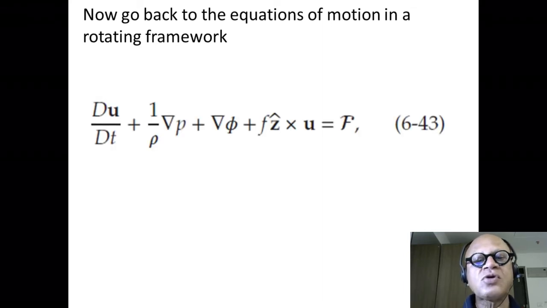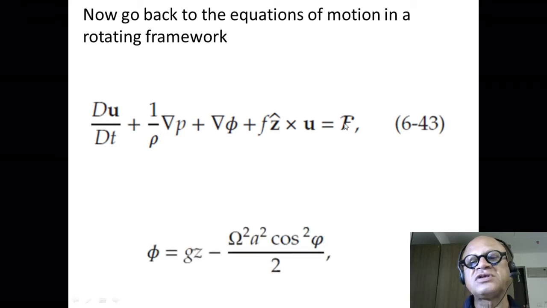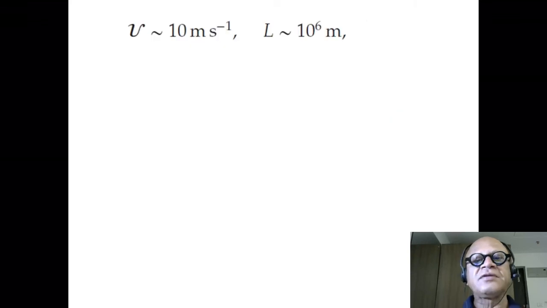And if we go back to our full equation, du/dt plus 1 over rho grad p plus grad phi, remember, this has its centrifugal force included in there, plus f z cross u equals friction. We will also add friction in this chapter and look at some flows that are without friction and some flows that do have friction. Okay, so we'll see those things. So phi here is our gravitational potential modified by the centrifugal force. We wrote that in the last chapter.